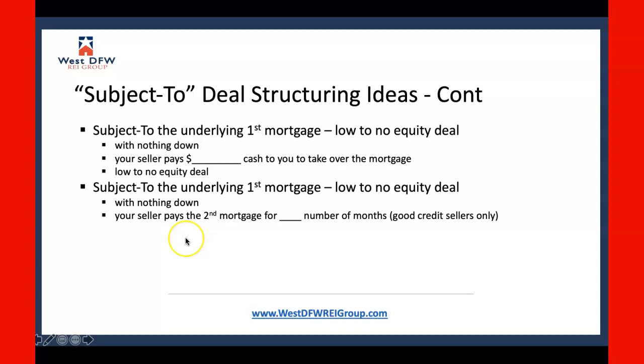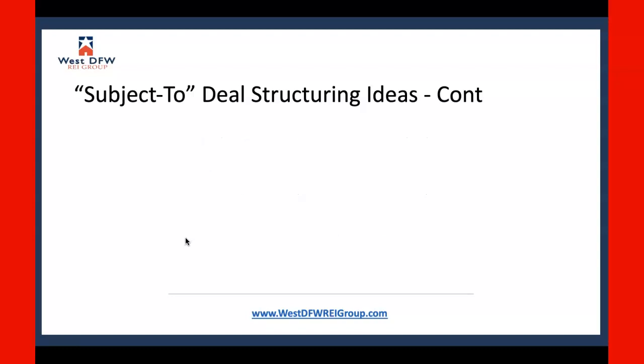Again, I would be thinking twice about trying to collect payments, not cash, payments, because if they were a bad credit seller, they don't care about their credit. A good credit seller is going to be concerned about making the payment on time to not impact credit. Buyer begins making the first mortgage payment 30 days after closing. In this scenario, you're making the first payments, they're making the second payments. Low to no equity deal. Again, that's what this is.